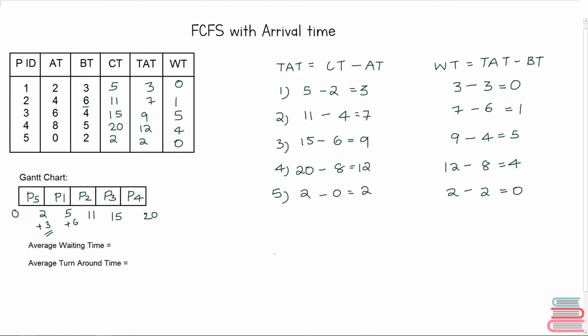Now let's find out the average waiting time. The average waiting time is 1 plus 5 plus 4. It's the sum of all the waiting times divided by the total number of processes, which is 5, which is equal to 2 milliseconds. And the average turnaround time is 3 plus 7 plus 9 plus 12 plus 2 divided by 5, which is equal to 6.6 milliseconds.